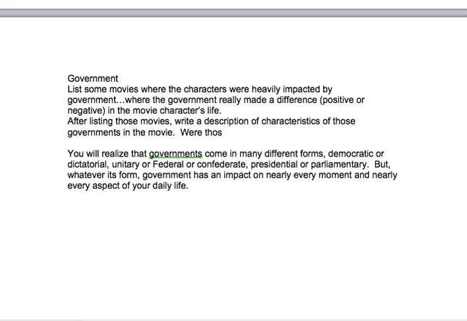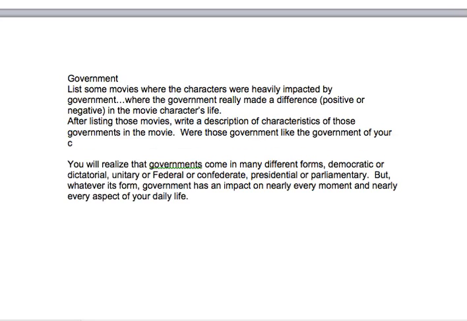Were those governments like the government of your country, i.e. America, or were those governments different? Have them start to explore these sorts of things. Again, this is just off the cuff, and I could refine this a lot, but I've used something that accesses their prior understandings, and that's something as trivial as movies, pop culture.